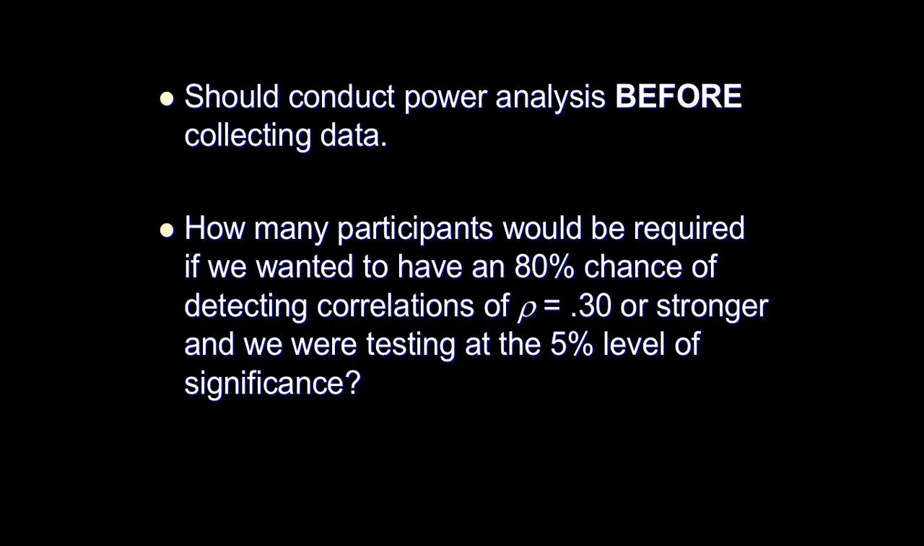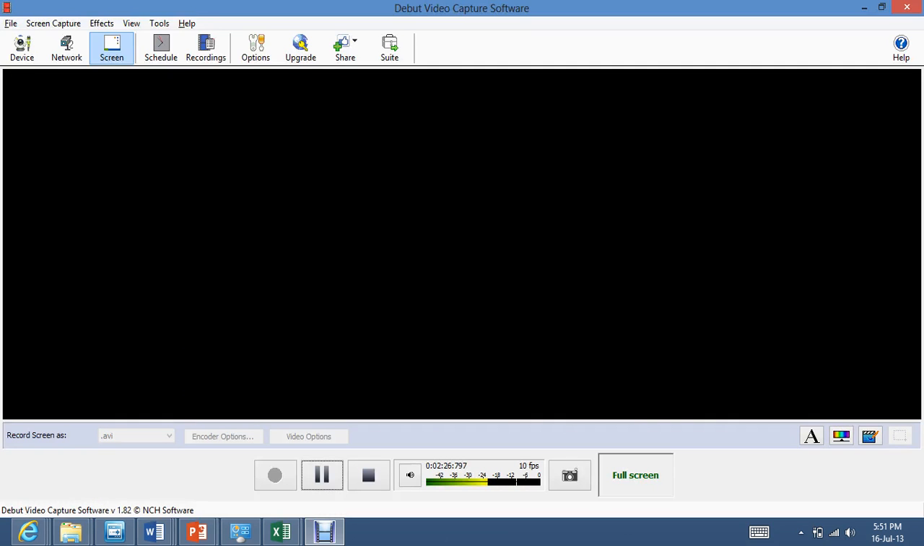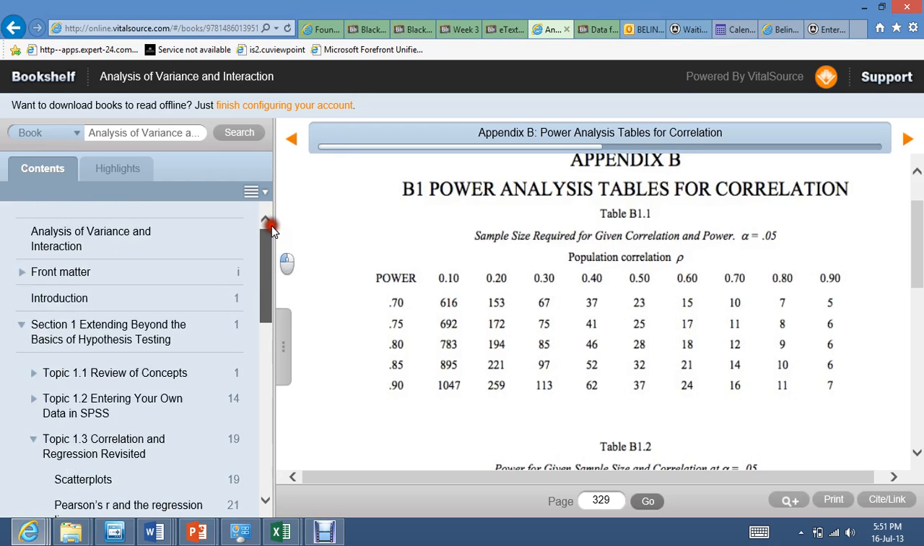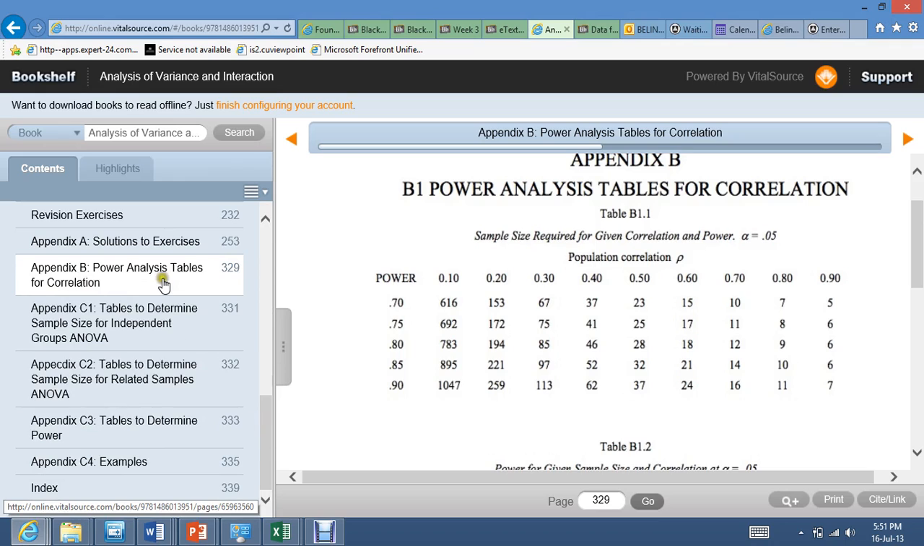Ideally, you should conduct the power analysis before collecting the data. We want to know how many participants we would require if we wanted to be 80% confident of detecting correlations of 0.3 or stronger, testing at the 0.05 level of significance. You can go to your textbook, scroll down to the bottom, go to Appendix B, and find the power analysis tables for correlations. If you look down this row, you see the power.